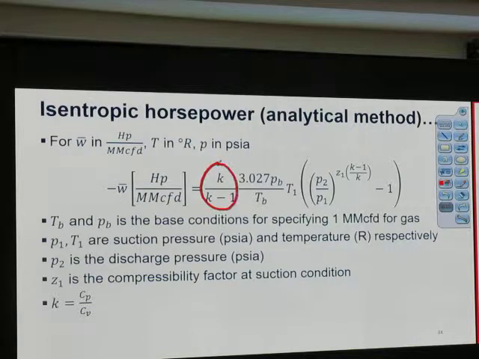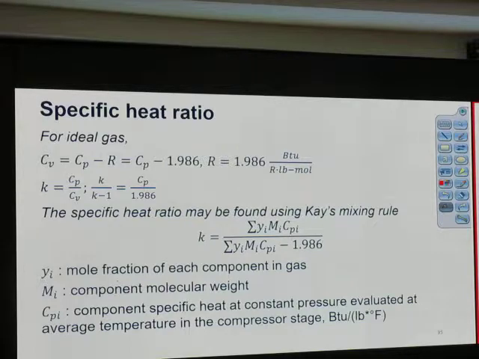So the part that we don't know yet is about the K value. How do we get the K value? I have 2 more minutes. Okay, let's finish the K value. For ideal gas, we have Cv equal to Cp minus R. The unit of specific heat is the same as the R unit. A quick calculation is this ratio: K equal to Cp over 1.986, if we have a single component.